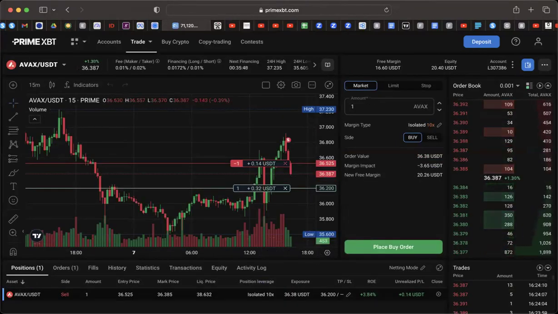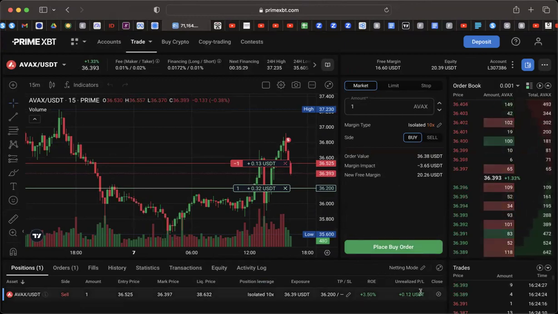3.7. So we're almost hitting our take profit. But you know, it's a little one we just put in there. Very little amount of money. That's about $3 plus. That's what it means, because 10x by $36 divided by that is 3 point something. Okay, so it's running.